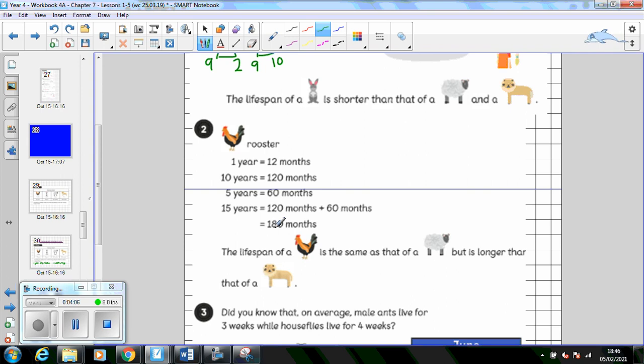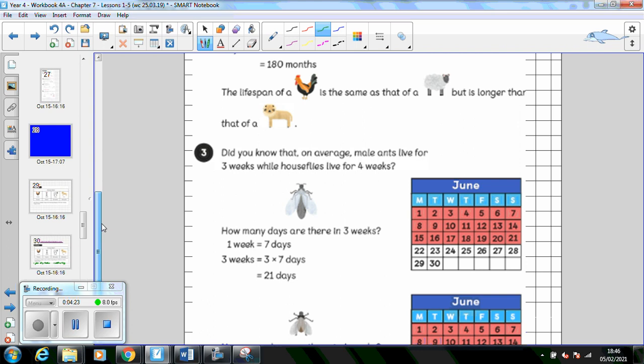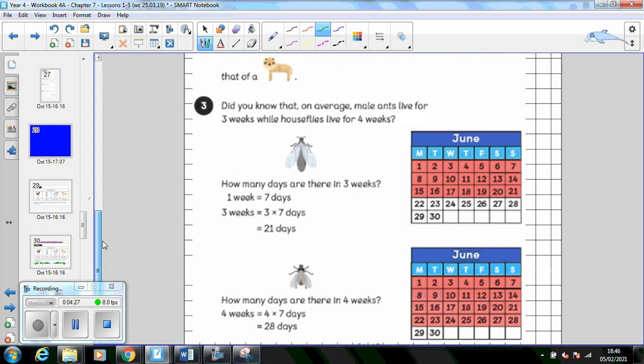Okay. And then we know that the lifespan of a rooster is the same as that of a sheep, but they both live longer than, was it a tiger or a lion? Okay. A further question here, if you'd like to pause the video now.